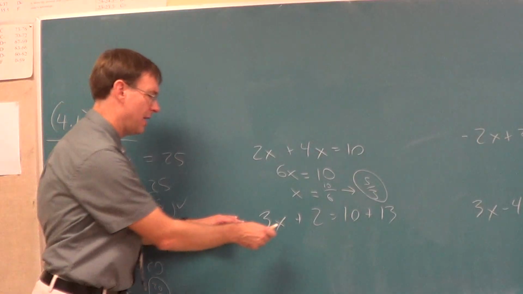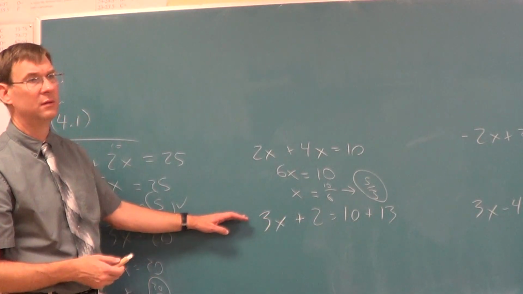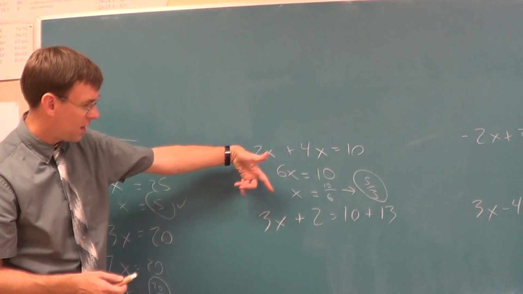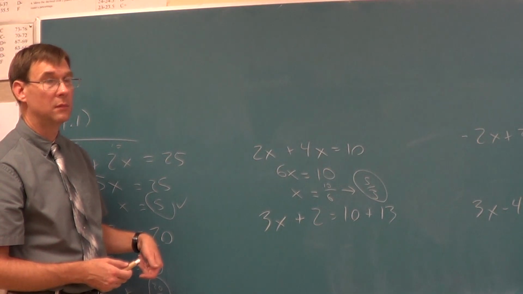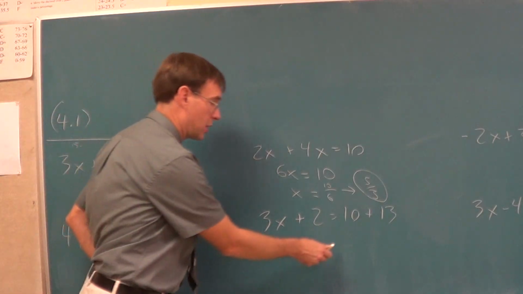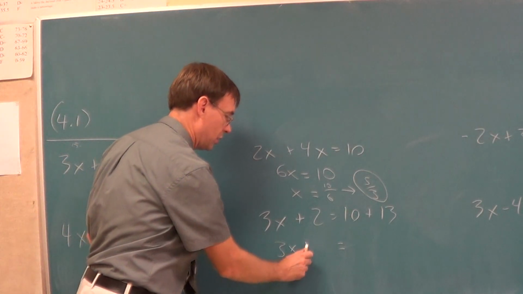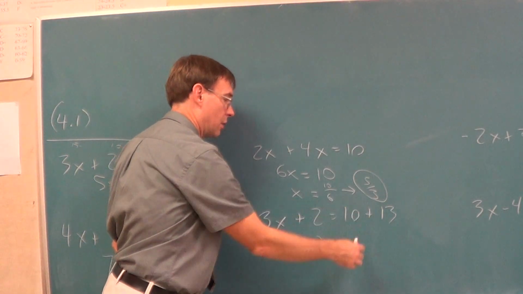This one's a little different. How's this one a little different? The 2 doesn't have an x. Yeah, there's no like terms with the x's, but there are like terms with the numbers. So let's go after the numbers. 3x plus 2 is all waiting. The numbers, there were like terms over there.